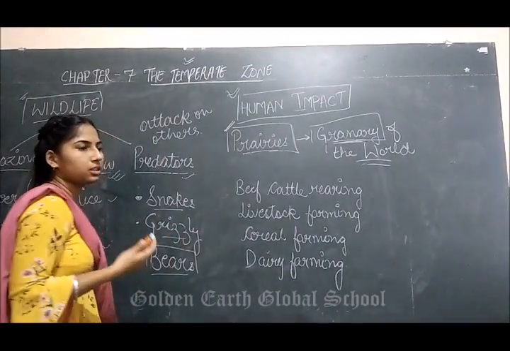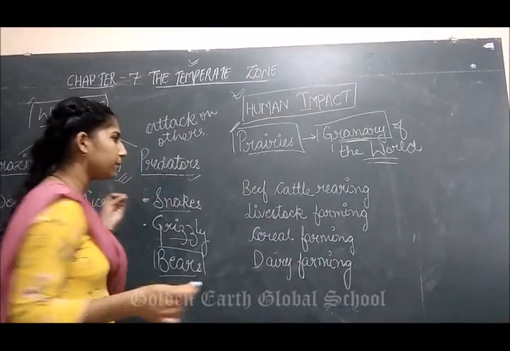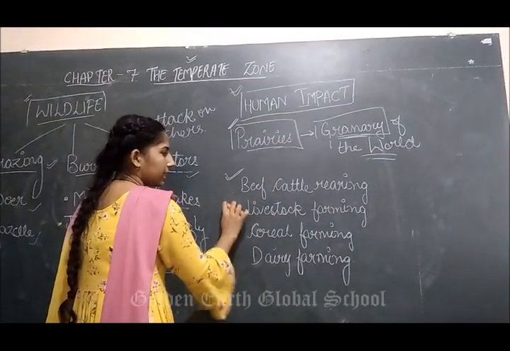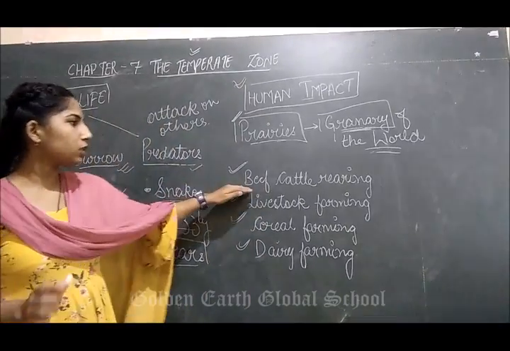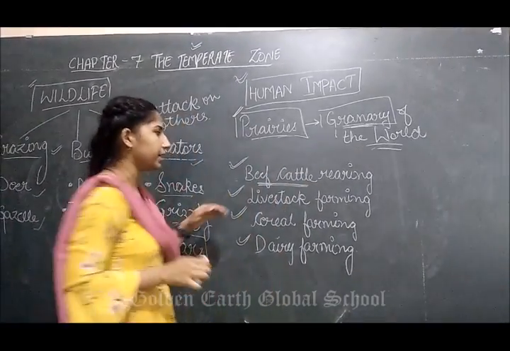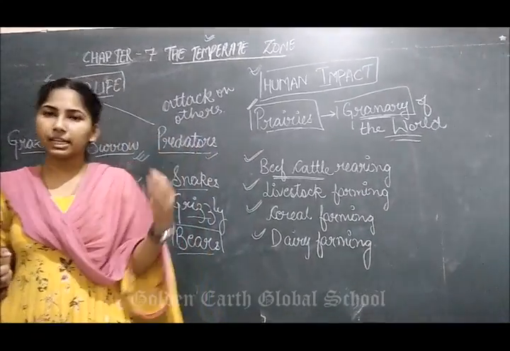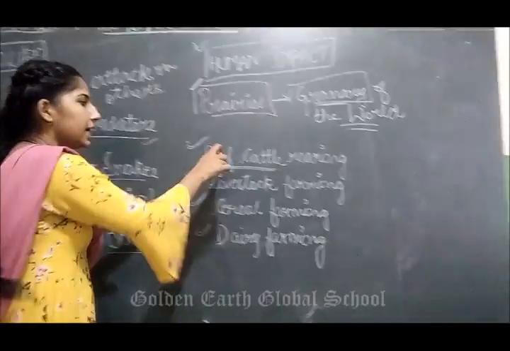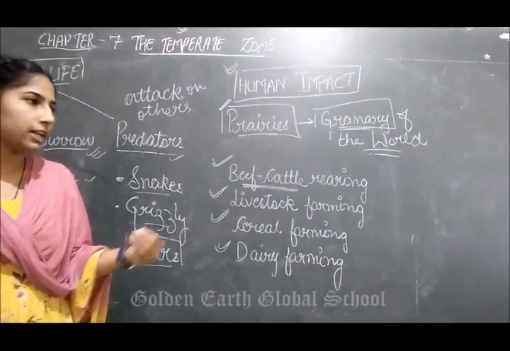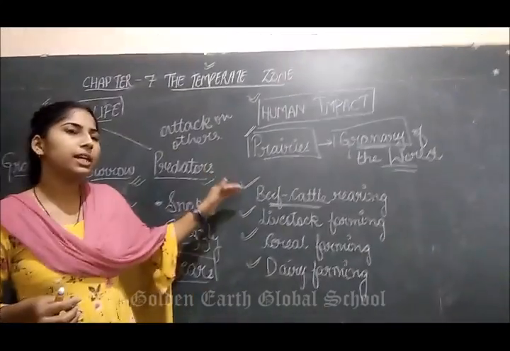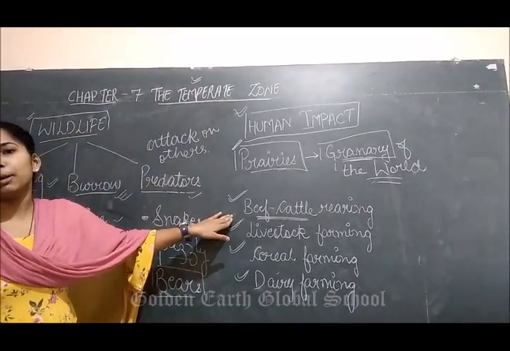Now the people who live in the temperate zone have very different occupations: beef cattle rearing, livestock rearing, cereal farming and dairy farming. Now what is the meaning of beef cattle rearing? Beef cattle rearing का मतलब है कि beef and cattle, they are two different animals. इन animals की देखभाल की जाती है, ख्याल रखा जाता है और उनके बाद इनका जो मीट है उसको फूड पर्पसेस के लिए यूज किया जाता है.